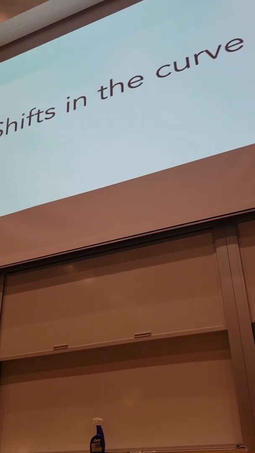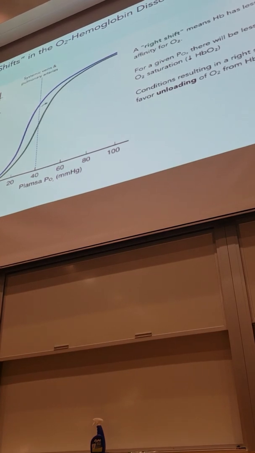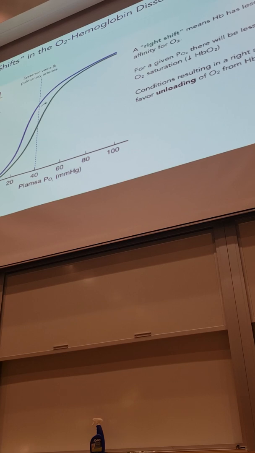Okay. We can make some changes to the curve. This curve represents sort of an average of what is normal for the hemoglobin molecule, but there are conditions in the body that change its properties. So we have something called a right shift. You can see the green line here, we sort of shifted the whole curve a little bit to the right, which means for a given PO2, let's say 40, we're going to have less saturation. Okay? We have less oxyhemoglobin.